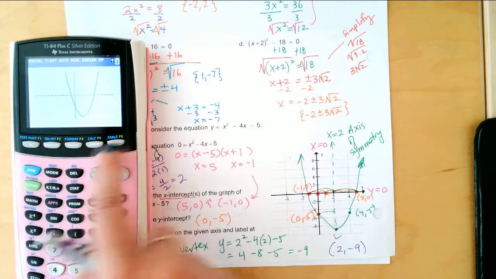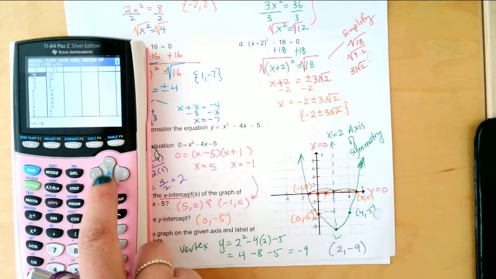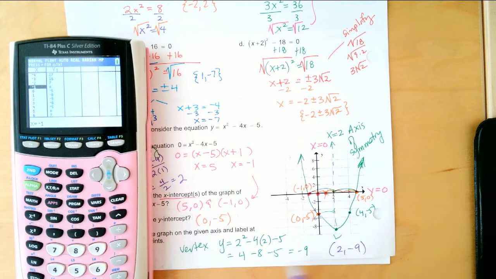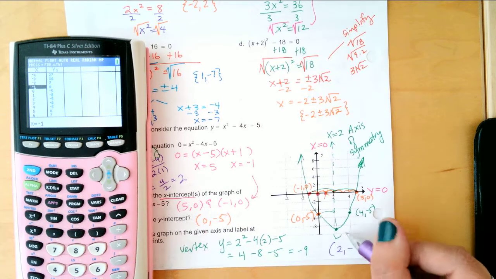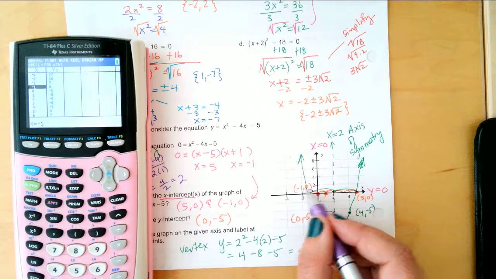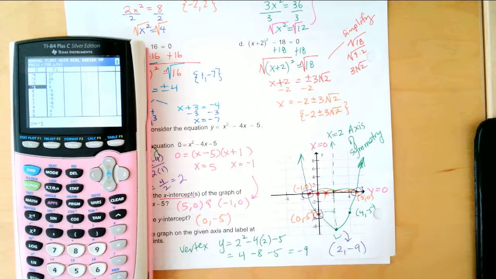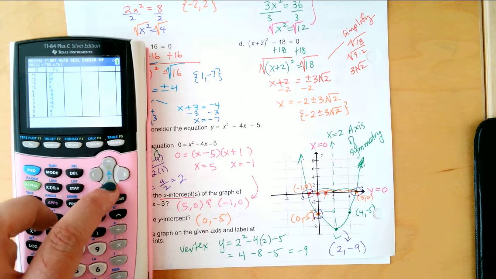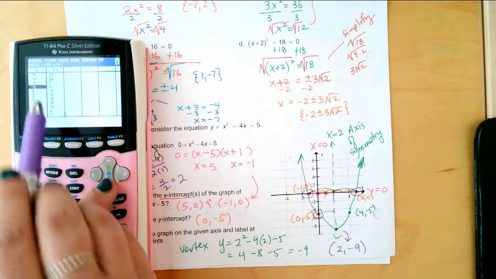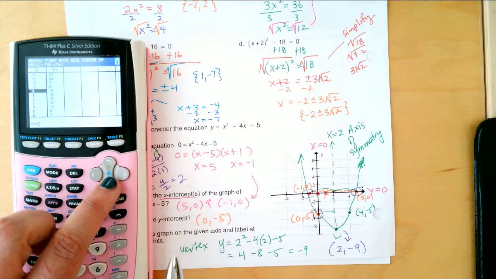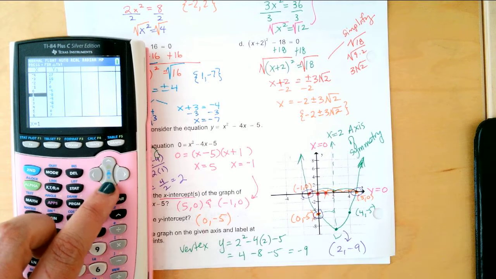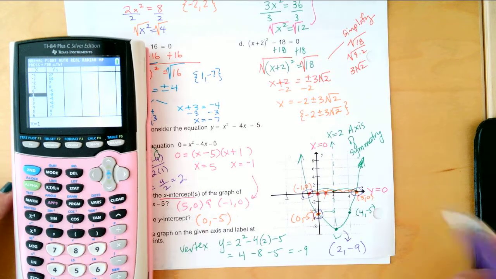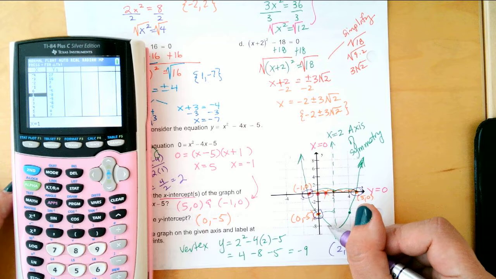If you go second graph, you're going to see a table of values. And all of these points that we have plotted here, so the vertex, the x-intercepts, and the y-intercept, all of these points should be on our table of values. So right here we see there's -1, 0. You see that? That's my x and y coordinates. Here's 0, -5. 1, -8, we didn't plot that one, but it looks like 1, -8 would be right here.